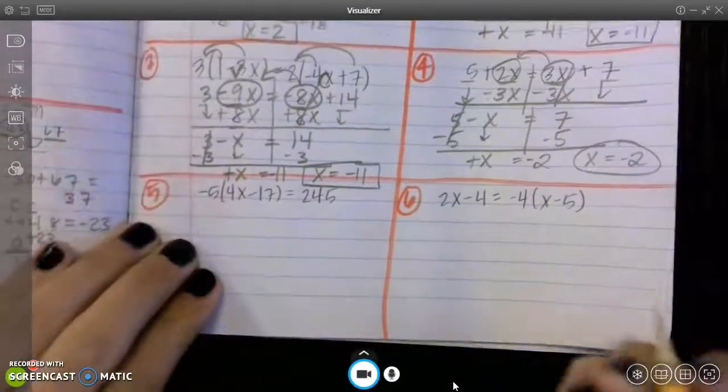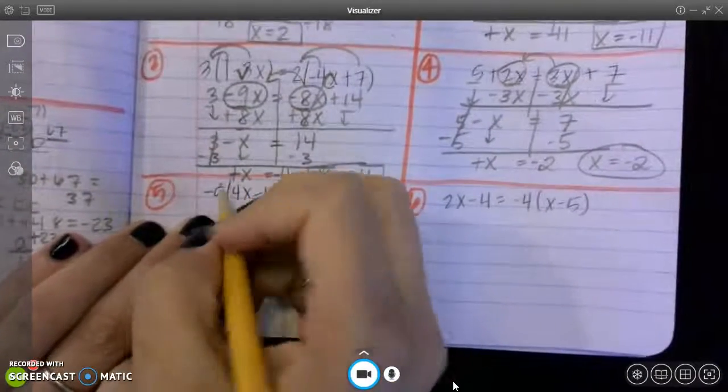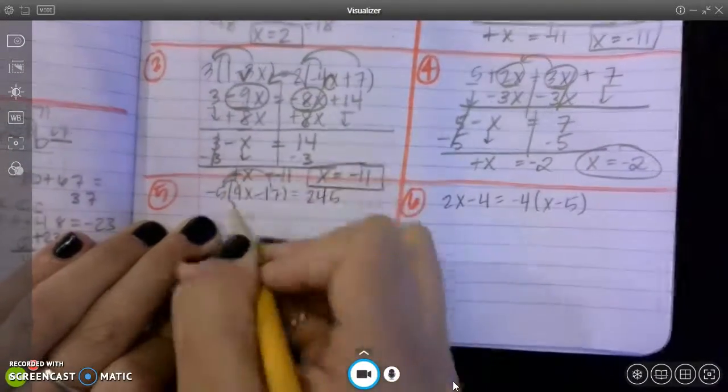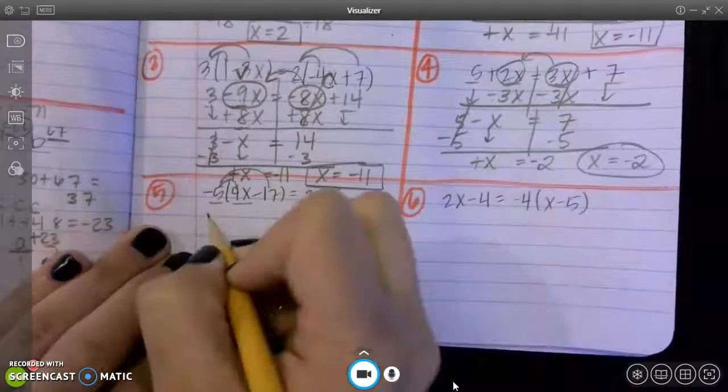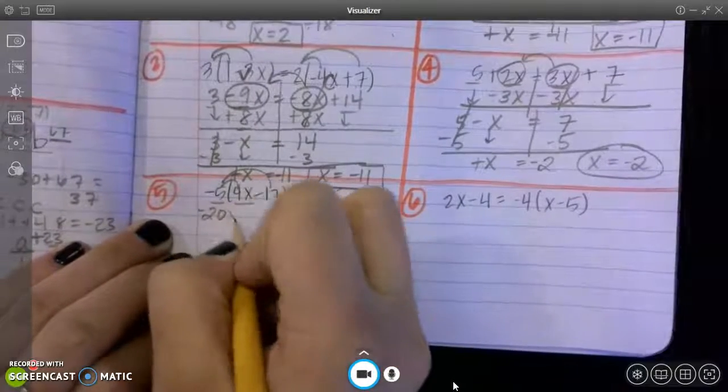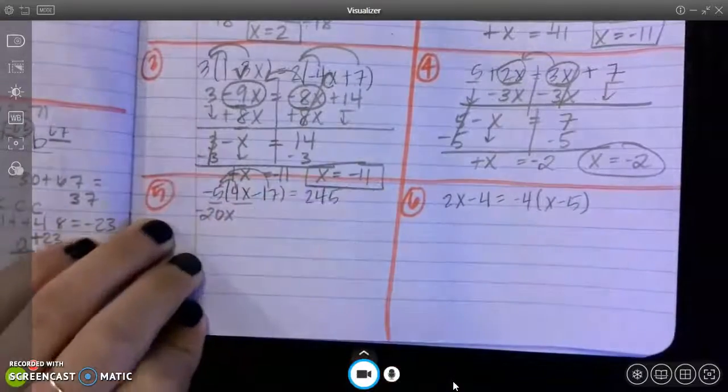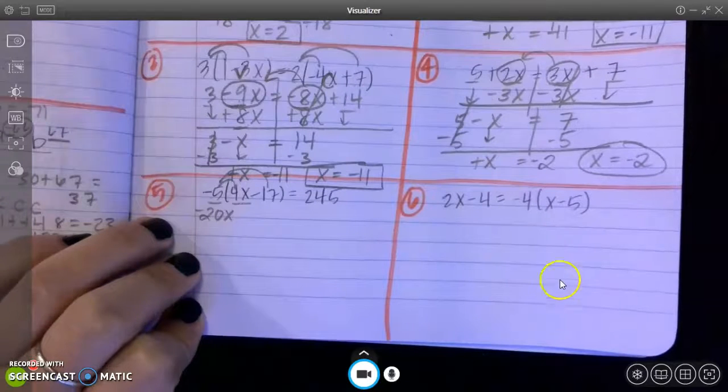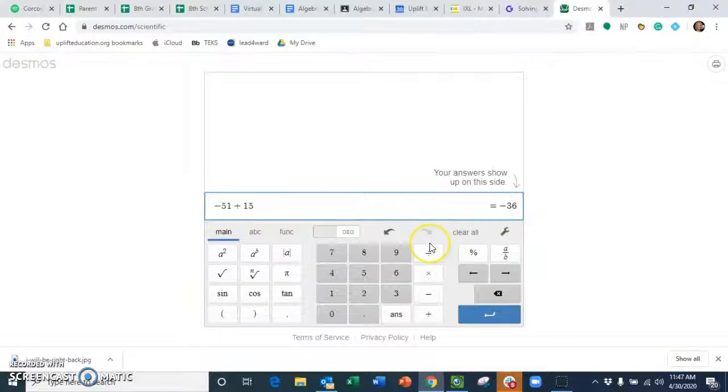Two more. First step is to distribute. Distribute the negative 5 to the 4x, that's negative 20x. Negative 5 times negative 17 is positive 85.